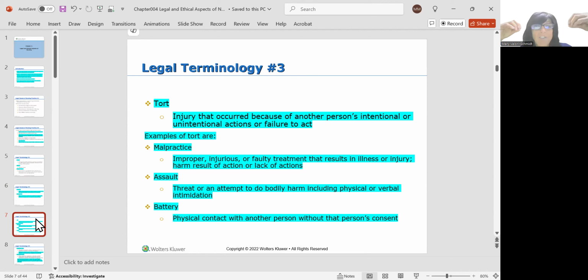And remember this, assault is a threat to do bodily harm. Could be physical, verbal intimidation, like posturing, right? Or threatening somebody. Battery is actual physical contact with another person without their consent. So assault would be telling a patient, if you don't eat, you're going to get a feeding tube put in you. Battery would be putting a feeding tube in without consent.